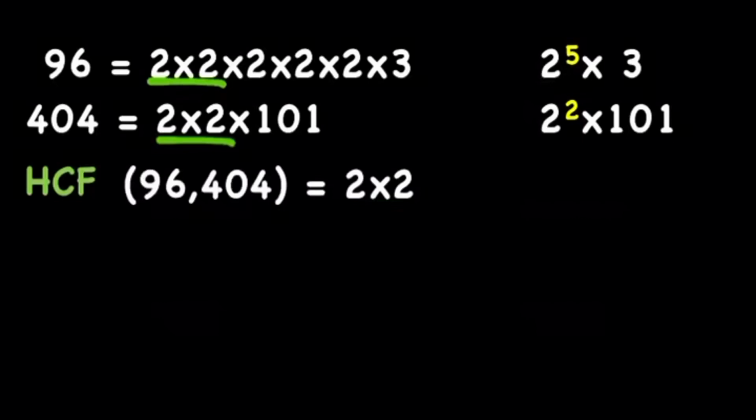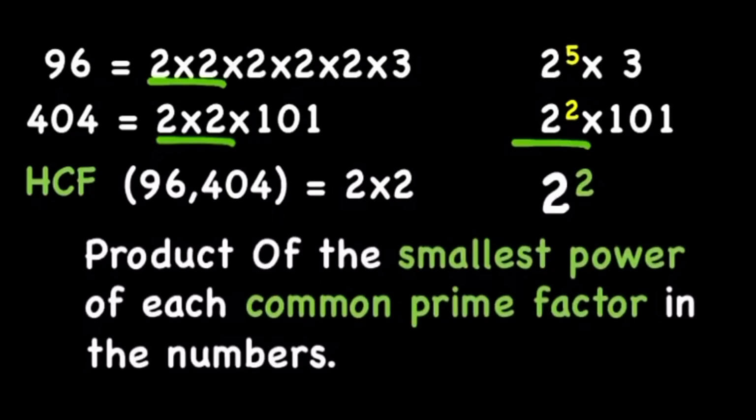If we write the prime factors in the exponent form, how to find the HCF is that we look for the common factor. Here the common prime factor is 2 for both 96 and 404. So we have 2 raised to 5 in 96 and 2 square in 404. You know HCF is always the smallest number, so we should take the smallest power. Here we have 2 raised to 5 and 2 square. So 2 square is the smallest. So we take the HCF as 2 square. So HCF is the smallest power of each common prime factor.